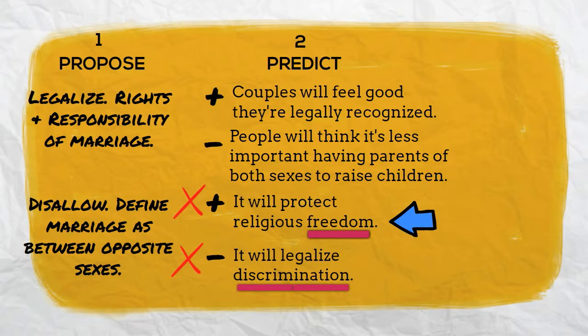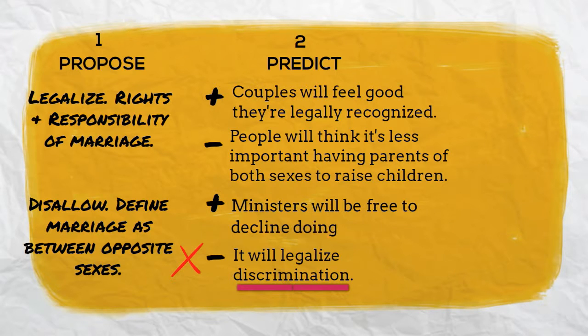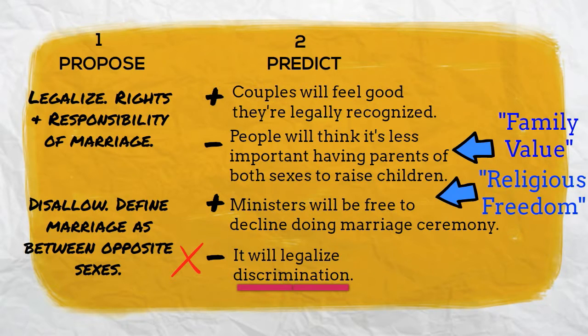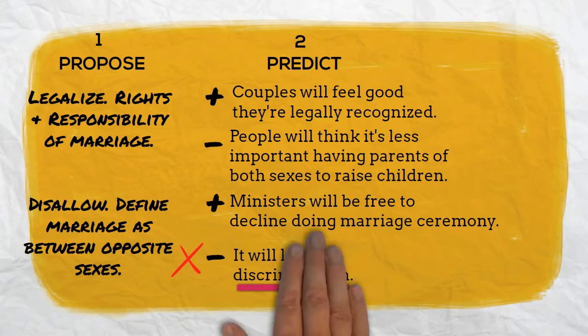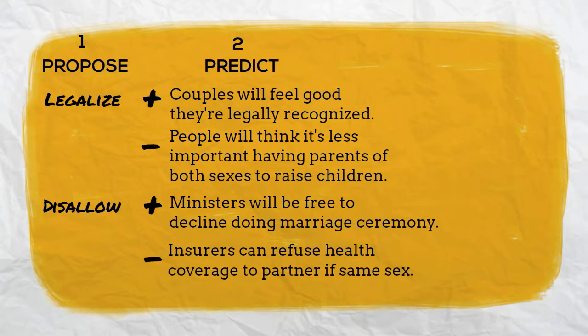How about this one? Who would be free to do what according to their religious beliefs? One foreseeable answer is, ministers would be free to decline doing a marriage ceremony for same-sex couples. If these don't sound like such a great family value or religious freedom, that's because being specific often frees you from the emotional hook of abstract nouns and helps you to think more logically. Okay, let's put in a specific prediction here for discrimination and make room for step 3.